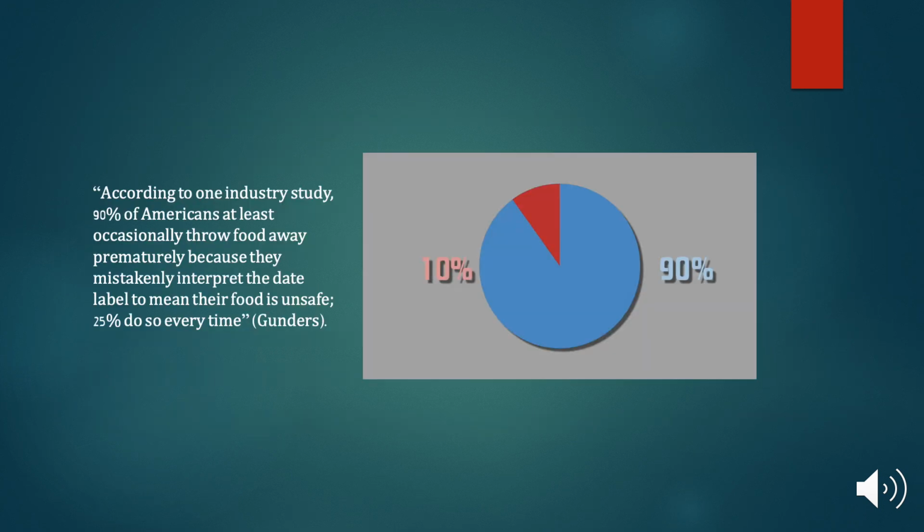According to one industry study, 90% of Americans at least occasionally throw food away prematurely because they mistakenly interpret the date label to mean their food is unsafe. 25% do so every time. This chart relates to the quote regarding 90% of Americans who throw food away prematurely. The problem has continued to cause food waste in a world where food is very vital.